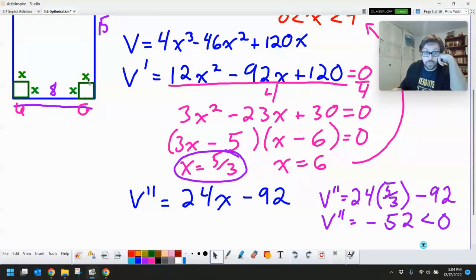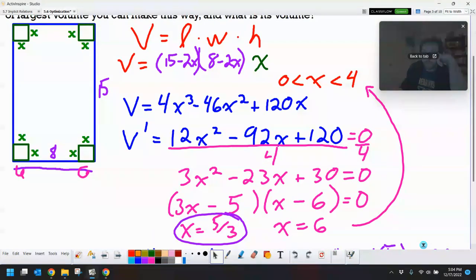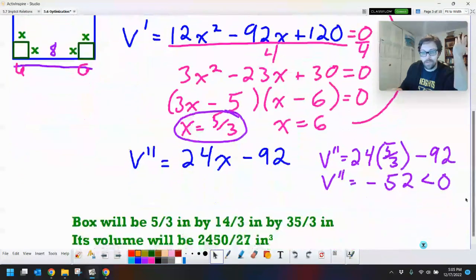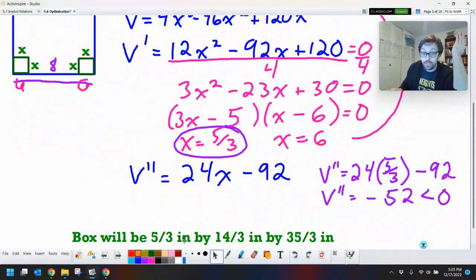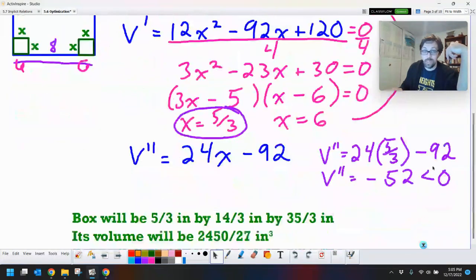This is how big of squares we need to cut out from the corners of the box. So then it's just a matter of taking this 5/3 and plugging into these two places. I've done that off camera. We get a box that's 5/3 of an inch by 14/3. That's 8 minus 2 times 5/3. And then 35/3. That's the 15 minus 2 times 5/3. So that'll be the dimensions of our box. And its volume will be this times this times this, which is 2,450/27 cubic inches. Yeah, you could probably make those decimals, but I wanted fractions, so I kept them as fractions.